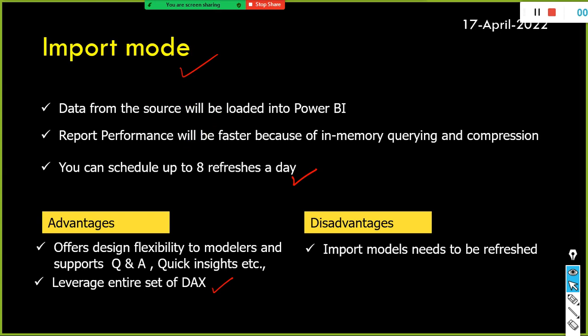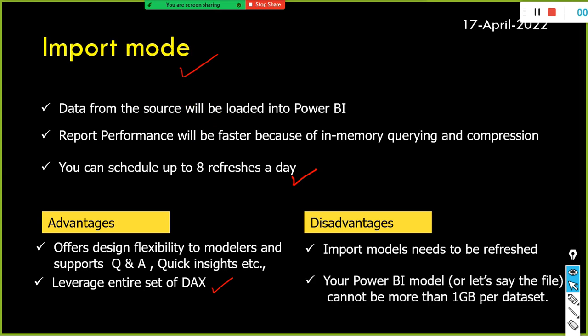So what are the disadvantages? The import model needs to be refreshed. This is one of the disadvantages. Supposing you have the sales data, today's sales.csv file is there. You load it into Power BI Desktop.